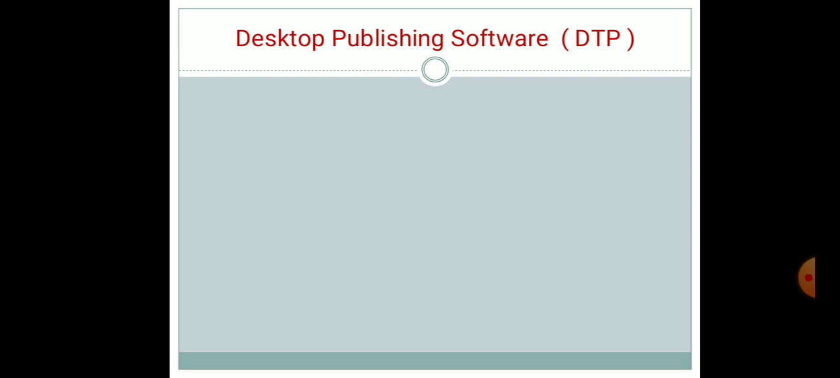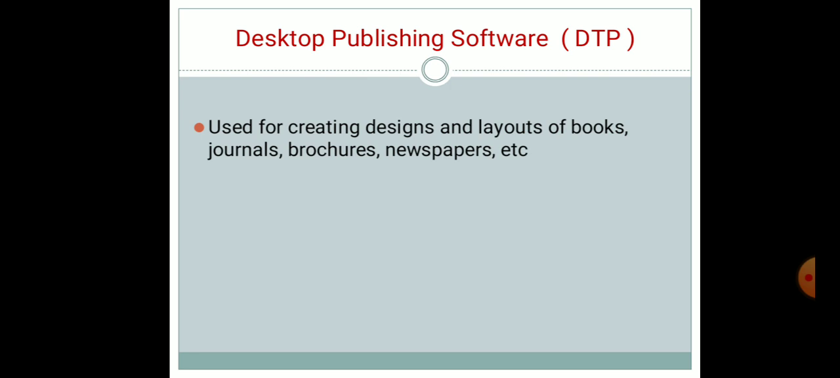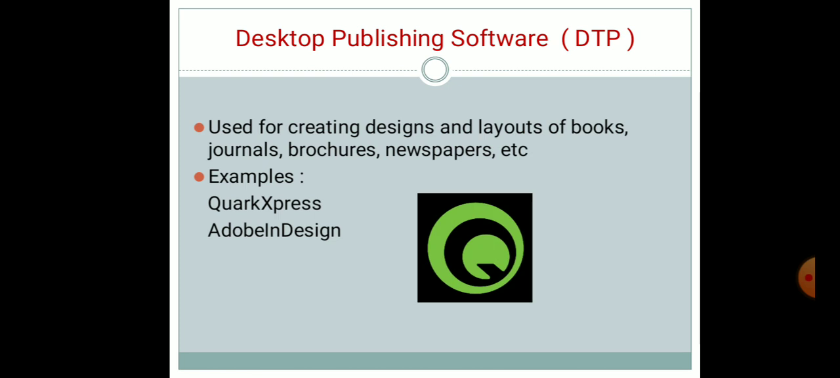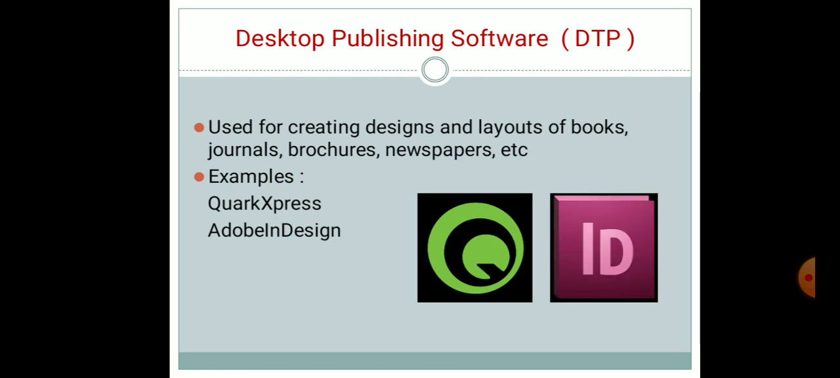Next comes desktop publishing. This software is used for creating the designs and layouts. That is, we can create and make a design of books and journals, newspapers, brochures, etc. So we can use this for designing and layout purpose. Examples: QuarkXPress, Adobe InDesign. Let us see the logo. QuarkXPress logo, Adobe InDesign.